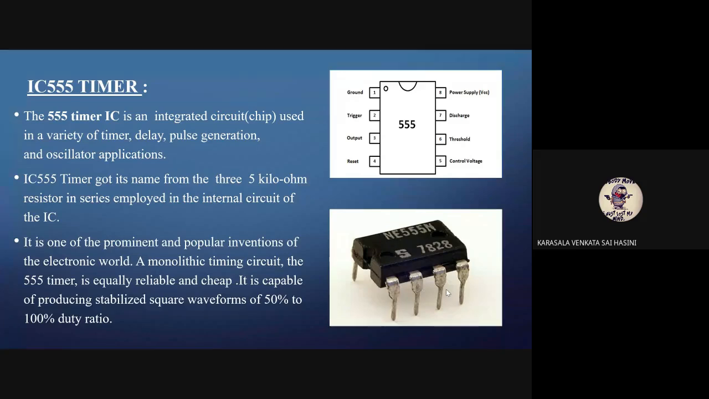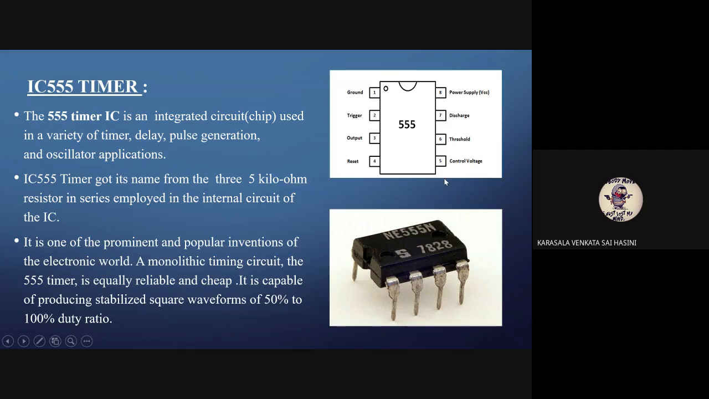The duty cycle of the timer is adjustable. It is basically a monolithic timing circuit which provides accurate and highly stable operation. When compared to the application of op-amp in the same areas, the 555 IC is equally reliable and cheap. It is capable of producing stabilized square waveforms of 50% to 100% duty ratio.